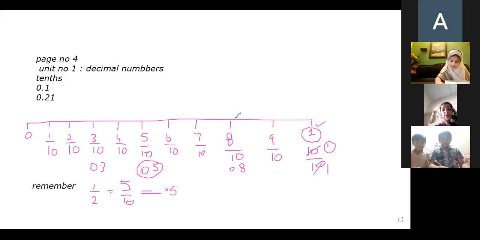Okay. Then you can see in your book the fourth one is 3 by 5, that is equal to 6 by 10, and we know 6 by 10 is equal to 0.6, and the last one is 4 by 5 is equal to 8 by 10, and we know 8 by 10 in a decimal is 0.8. Now please come to page number 5.